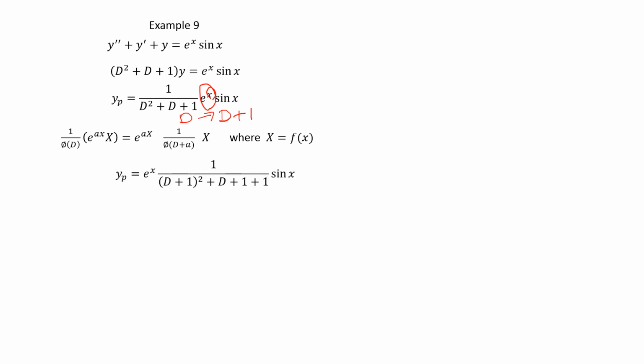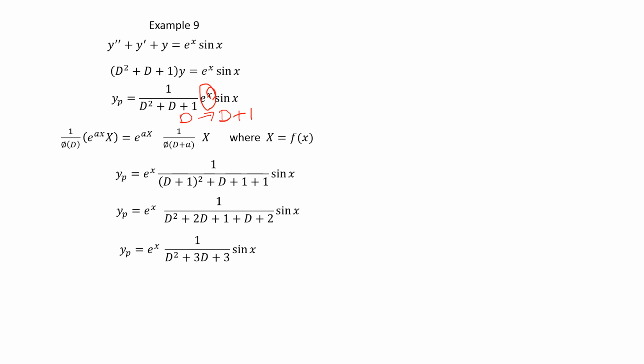So your particular solution now is e to the x out, and then you have 1 over d plus 1 squared plus d plus 1 plus 1 sine x. That is e to the x times 1 over, expand: d squared plus 2d plus 1 plus d plus 1 plus 1, which is 2. So your particular solution is e to the x 1 over d squared plus 3d plus 3.